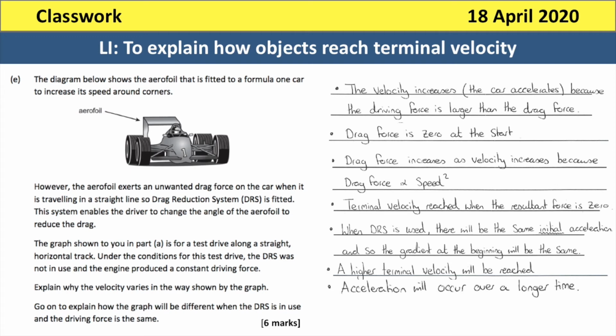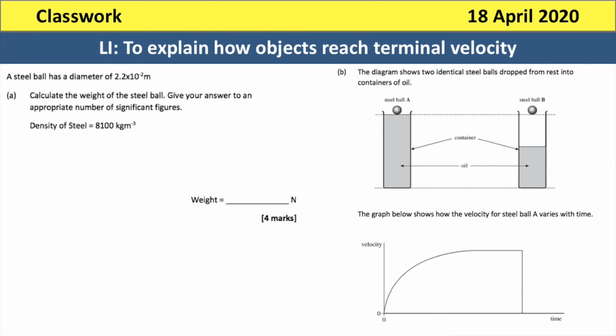Let's now have a look at a second exam question then. This one says a steel ball has a diameter of 2.2 times 10 to the minus 2 metres, and we've been asked to calculate the weight of the steel ball, give your answer to an appropriate number of significant figures, and we've been given the density of steel as well.